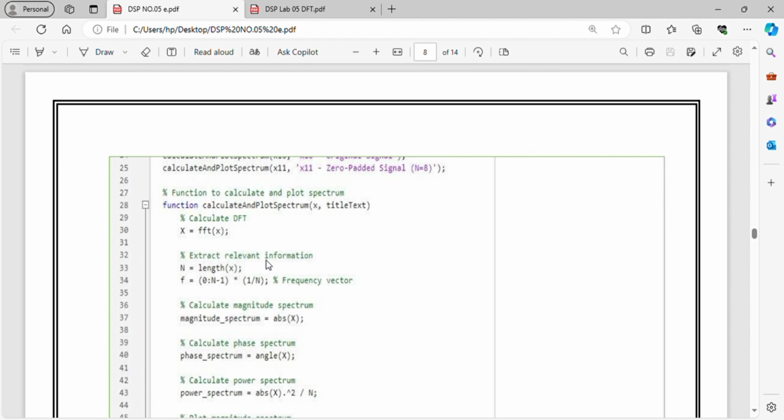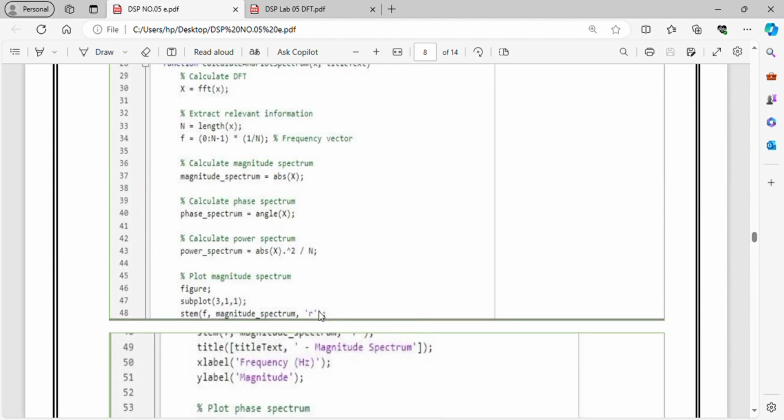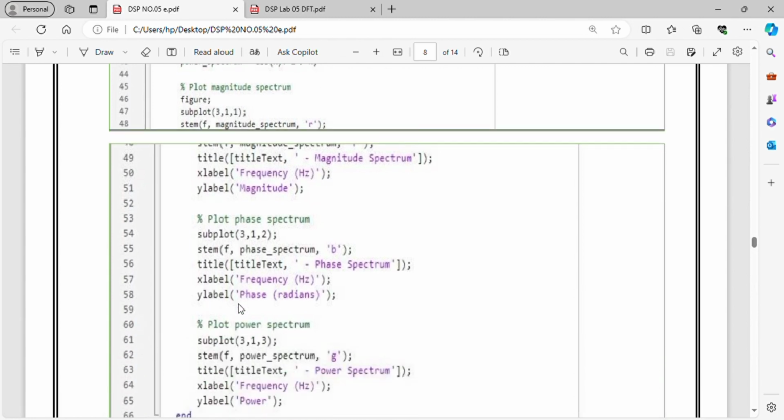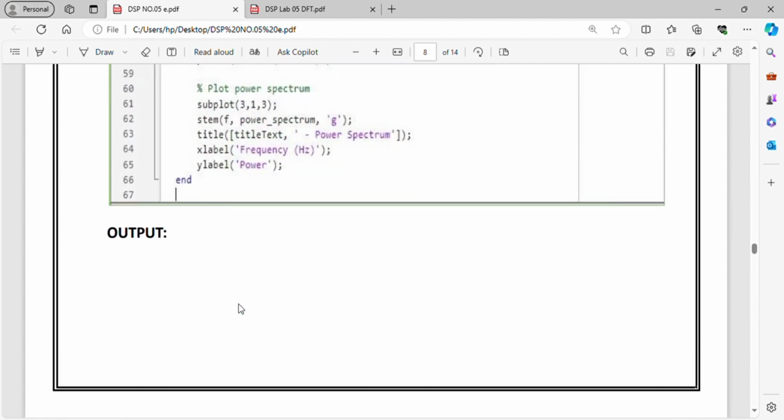The function to calculate and plot spectrum is function calculate_and_plot_spectrum(x, title). Calculate the discrete Fourier transform, which is X equal to fft(x). Extract relevant information: N is equal to length(x), and f is equal to 0 to N minus 1 multiplied by 1 divided by N, which is the frequency vector. Calculate the magnitude spectrum: magnitude spectrum is equal to abs(X). Calculate the phase spectrum, calculate the power spectrum using the given formulas, and plot the magnitude spectrum. Give it a title, x label, y label, then plot the phase spectrum and plot the power spectrum.